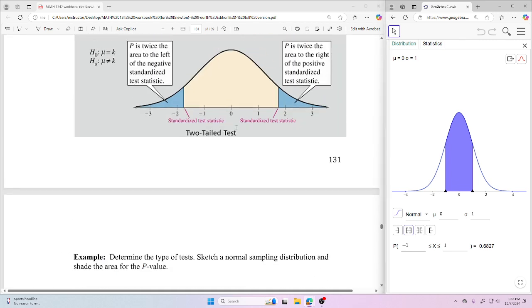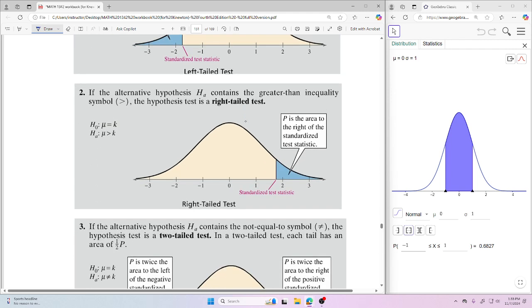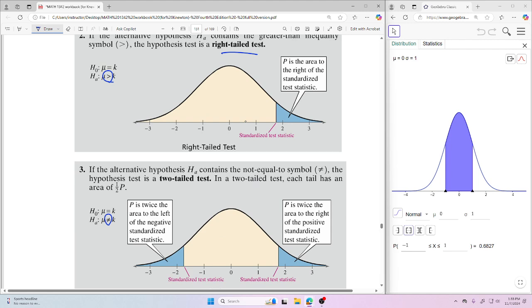Last thing we were doing was the tail tests. And really, all we're doing is setting up the problem like we normally have been doing and just seeing where this bottom number is. Is it less than, so it's left? Is it greater than, so it's right? Or is it not equal to, which means both? And that's all we're doing there.